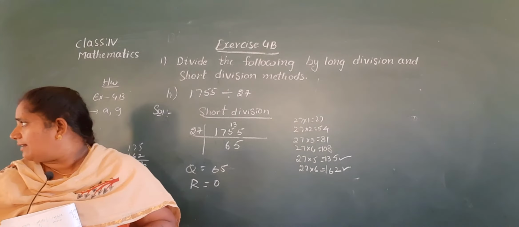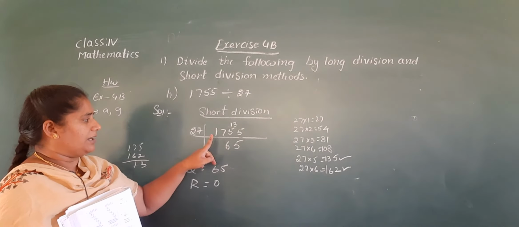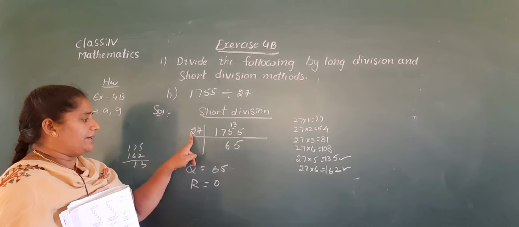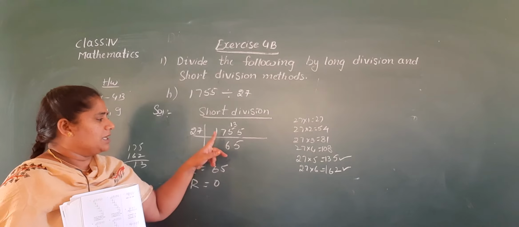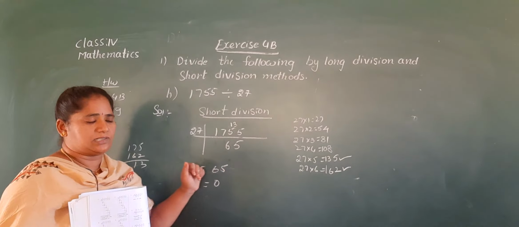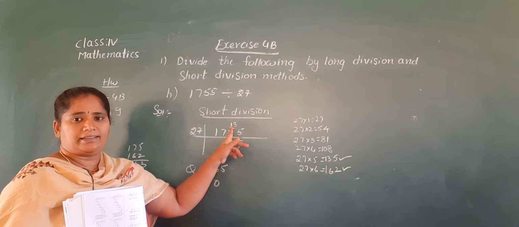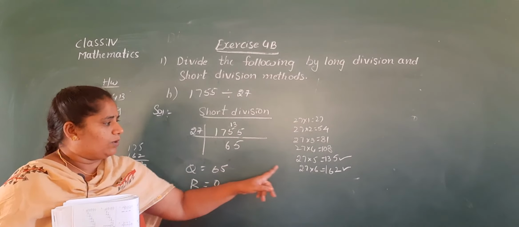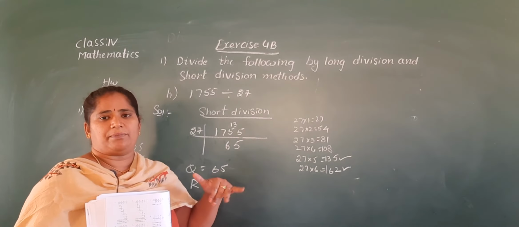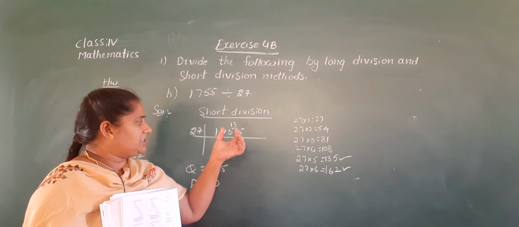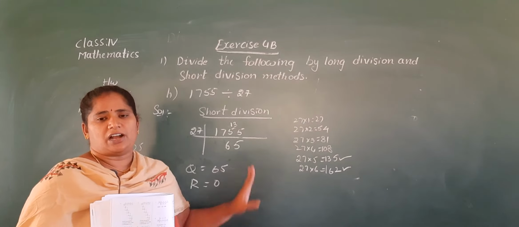Is it clear to you, children? Here 27 ones are not going. So you take 6 times. 27 sixes are 162. So 175 minus 162 gives the answer 13. So take that 13 and take down 5, it becomes 135. 135, 5 times comes. So write 5 in the quotient place, and 135 minus 135 is 0. So my dear children, you do this subtraction calculation in your mind. That is the short division method.